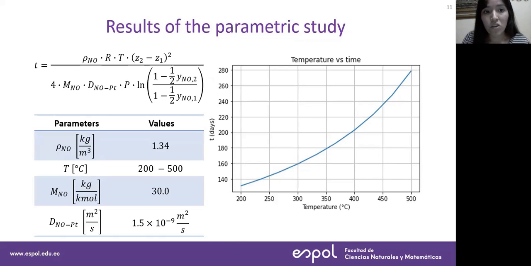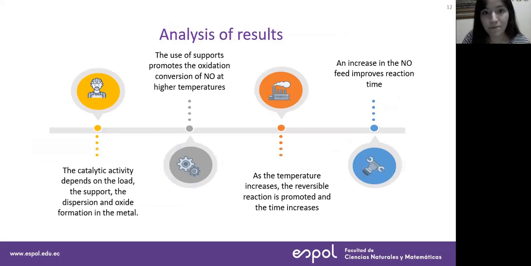And we used the definition of the molar flux to compare both variables. The range chosen for the temperature is between 200 and 500 degrees, since the reaction is reversible over these temperatures. And based on the graphic, we got that as the temperature increases, the time increases. This means that the conversion is lower.